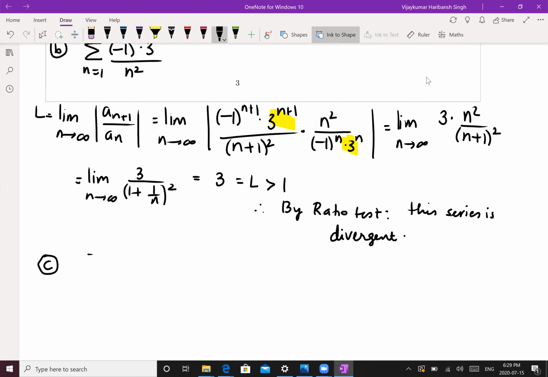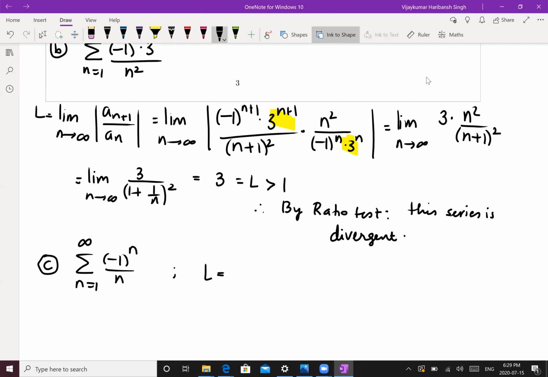So the summation n equals 1 to infinity of minus 1 to the power n upon n. We know that this converges, right? This is an alternating series. We have already seen that it converges, but we want to see what we get out of this when we apply the ratio test. So let's apply the ratio test again.